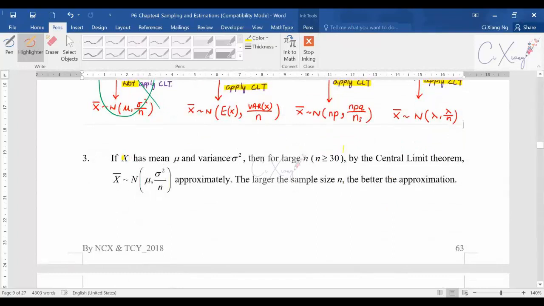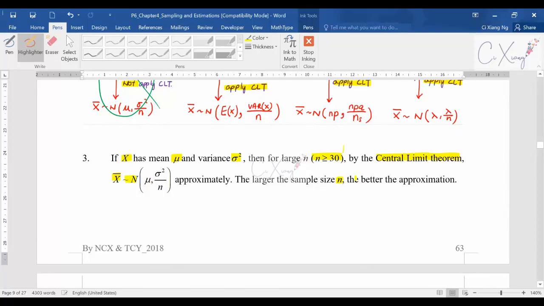In summary, if your population has a mean, this doesn't mean it must be from a normal distribution. There is the population mean and also the population variance. No matter whether they are from binomial, Poisson, continuous, or whatsoever, when n is large, by the central limit theorem, you can say that the sample mean is approximately normally distributed.